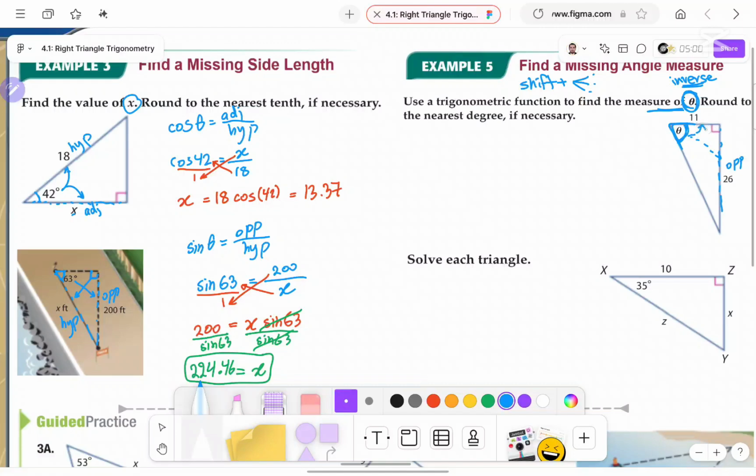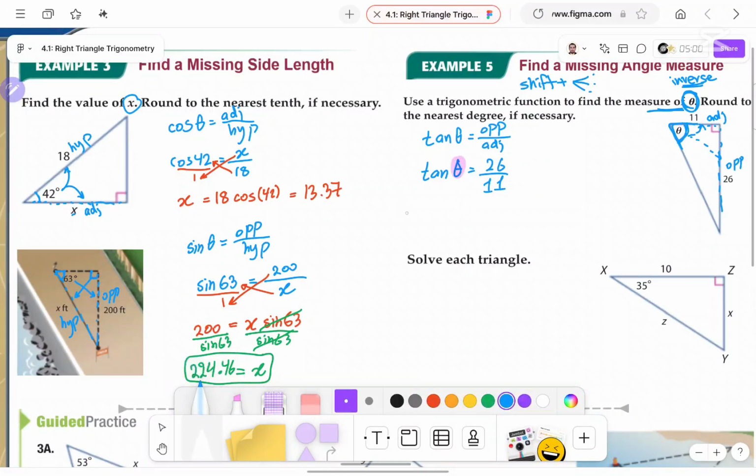The other given side is this one here, so this one is the adjacent. Now, which trigonometric ratio has opposite over adjacent? It's the tan. Tan theta is equal to opposite over adjacent. So tan theta is equal to opposite, which is 26, over adjacent, which is 11. Now, how do we find theta?